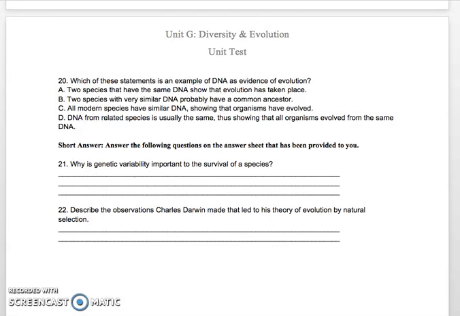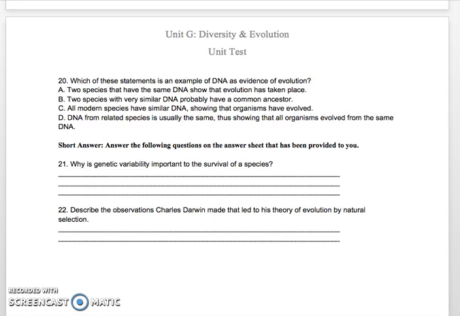Number 20. Which of these statements is an example of DNA as evidence of evolution? A. Two species that have the same DNA show that evolution has taken place. B. Two species with very similar DNA probably have a common ancestor. C. All modern species have similar DNA, showing that organisms have evolved. D. DNA from related species is usually the same, thus showing that all organisms evolved from the same DNA.